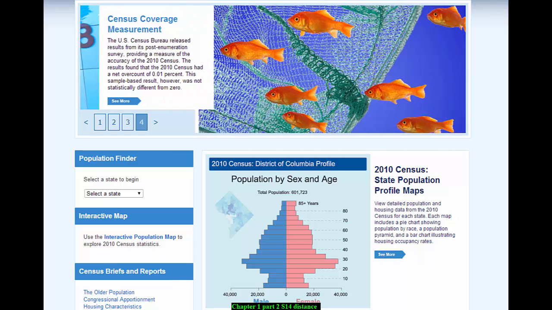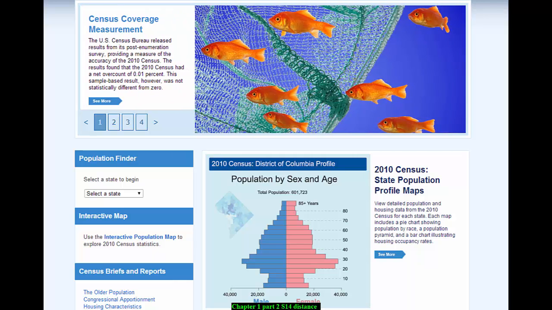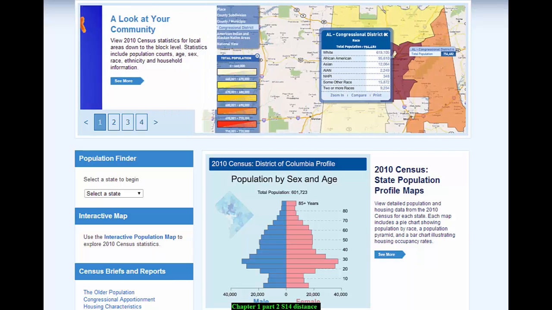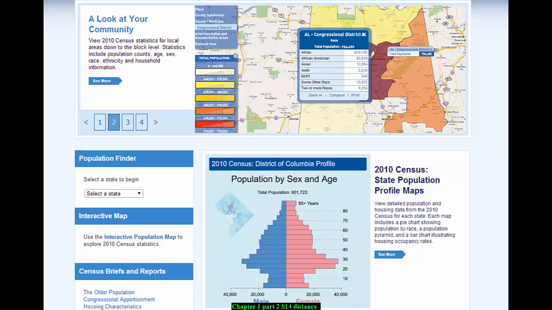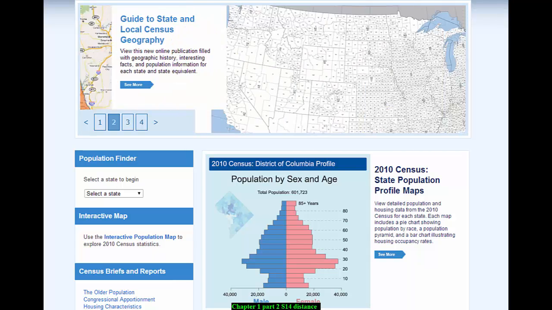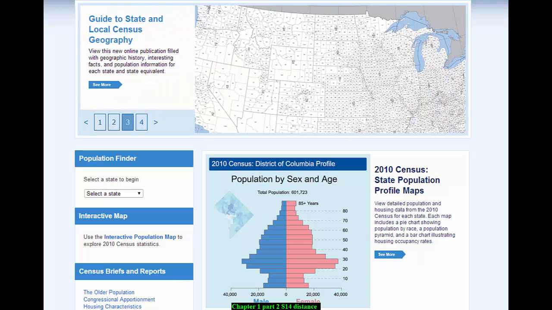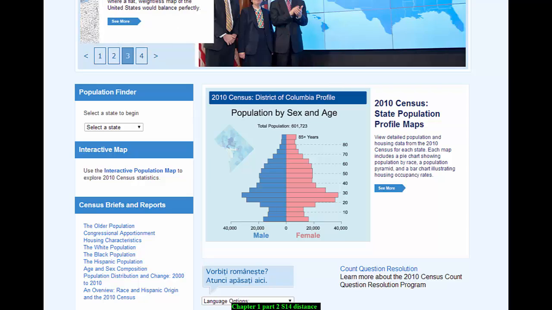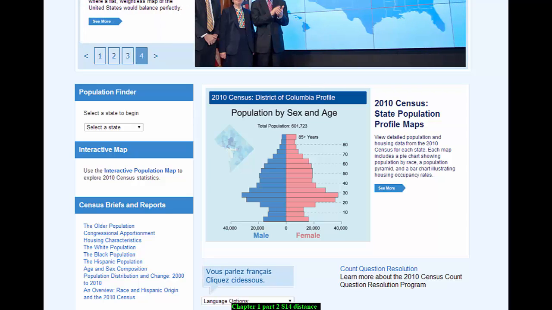Visiting the census.gov/2010 census webpage, you can see that the government does a pretty good job of providing transparency for the results of a census. Notice the graphic right here on the front page, the 2010 Census District of Columbia profile, population by sex and age. I want to just point out right now that this is actually an example of a back-to-back histogram.